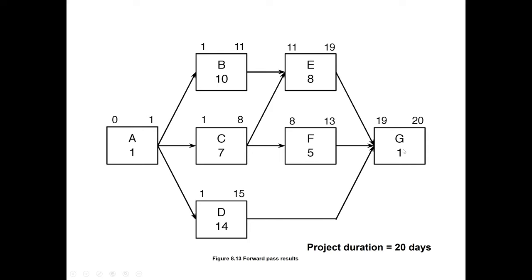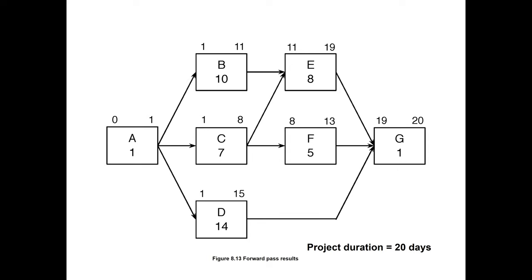For G, all three activities have to finish, then G will start. E is going to finish on 19, F on 13, and D on 15. So the highest value, 19, comes here, plus 1 makes 20. This gives us the forward pass, and the project duration is 20 days. It means we have calculated the early start and early finish dates for all the activities in the network diagram. So we have finished the forward pass.